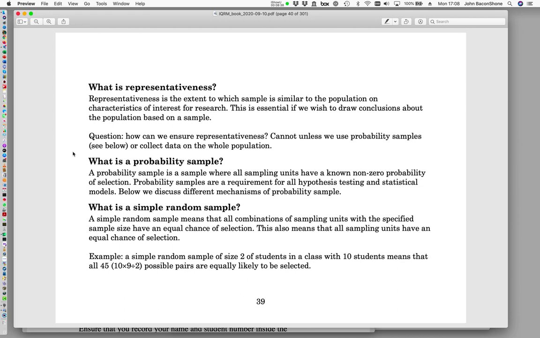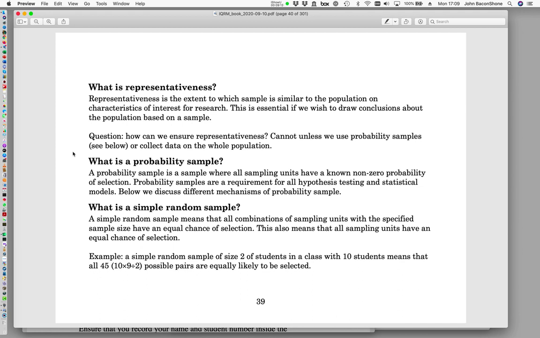Right? So remember our explanatory variables. We at least want that our explanatory variables should be similar for the sample and the population. Right? That's essential if we want to draw conclusions about the population based on a sample. So that of course begs the question, how can we ensure representativeness? So in general, that's extremely hard unless we use either probability samples, which we're going to talk about in a minute, or collect data on the whole population.